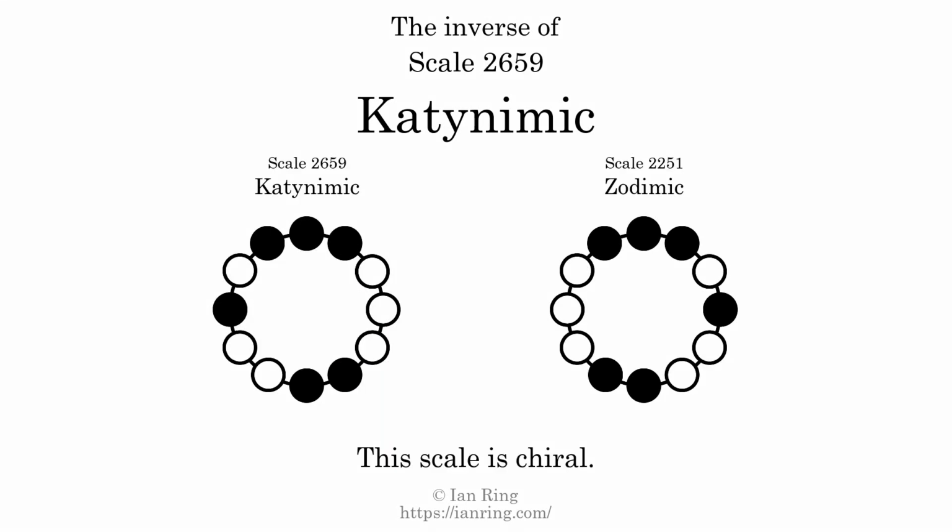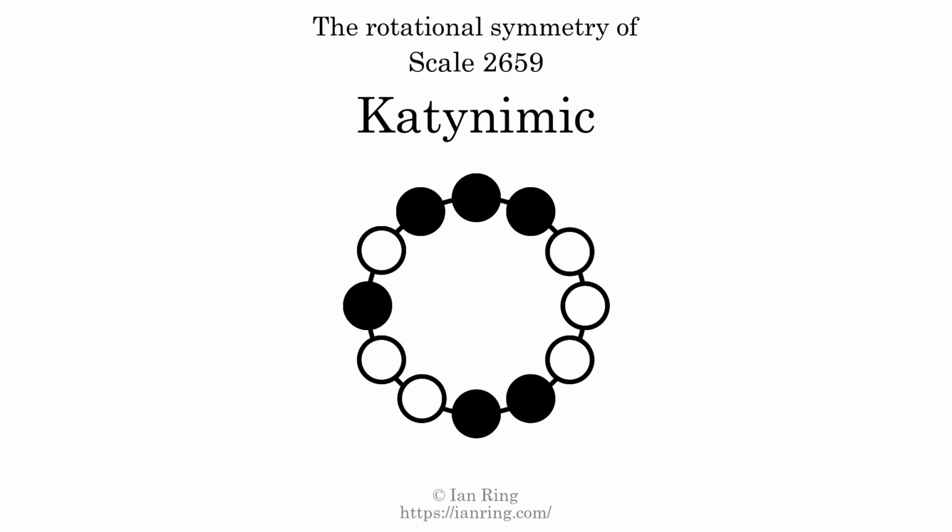The inverse of a scale is a mirror image. It is what you get when the sequence of intervals is reversed. The inverse of this scale is scale 2251, also known as Katynimic. This scale is chiral. It cannot transform into its inverse by rotational transformation. This scale has no rotational symmetry.